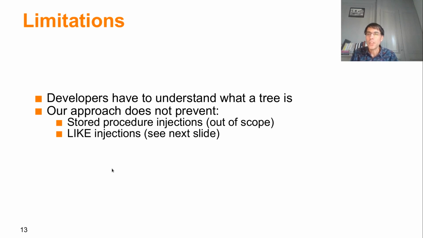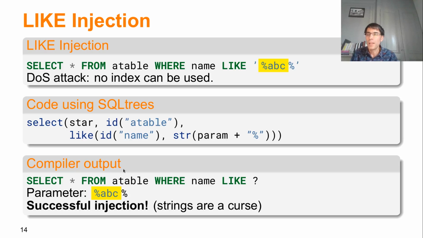The second limitation is that our approach does not prevent two kinds of injection. The first kind is stored procedure injections. In essence, you could consider they are out of scope, since stored procedure injection happens on the server. They are tied to the way the server handles stored procedures. And the second one is LIKE injections. So what are LIKE injections?